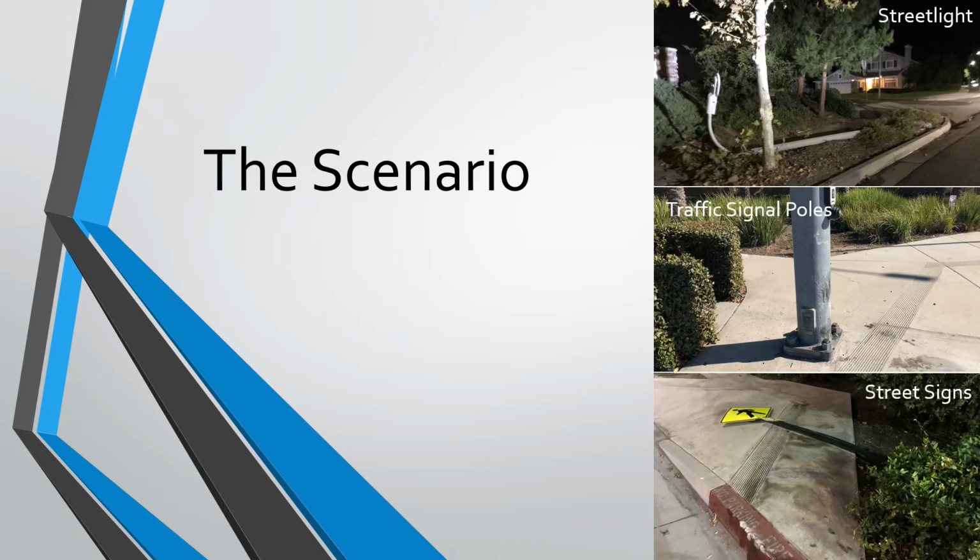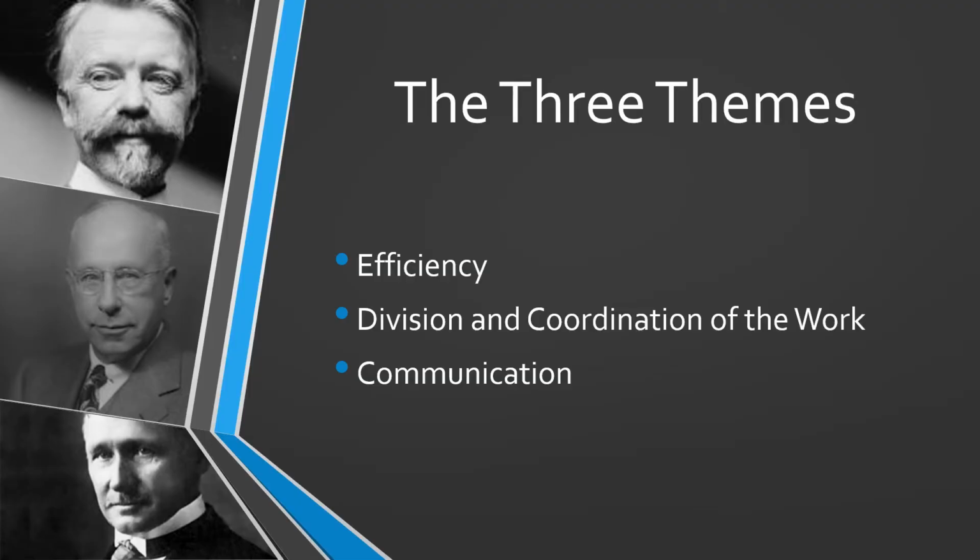The scenario at the city involves collisions and cost recovery. Typically, drunk drivers and motorists who aren't paying attention to the road damage city infrastructure such as streetlights, traffic signal poles, street signs, and trees, which cost the city and taxpayers thousands of dollars if the city doesn't go after these motorists who caused the damage to pay for what they did. The three themes used in the creation of this new process include efficiency, the division and coordination of work, and of course communication.